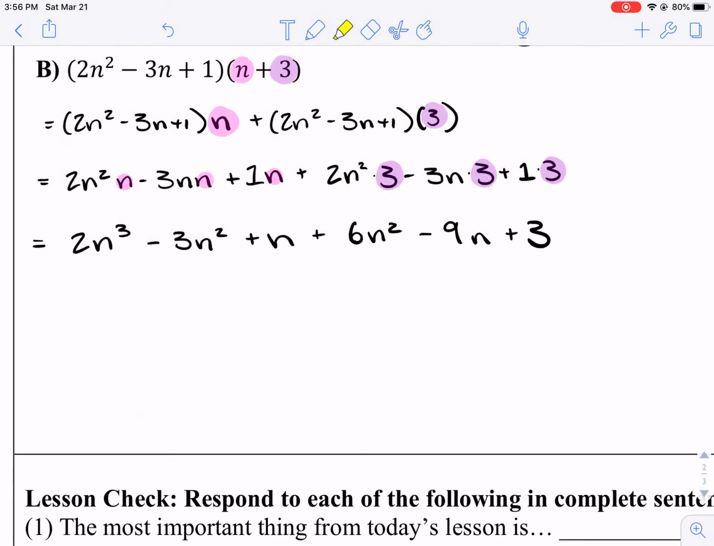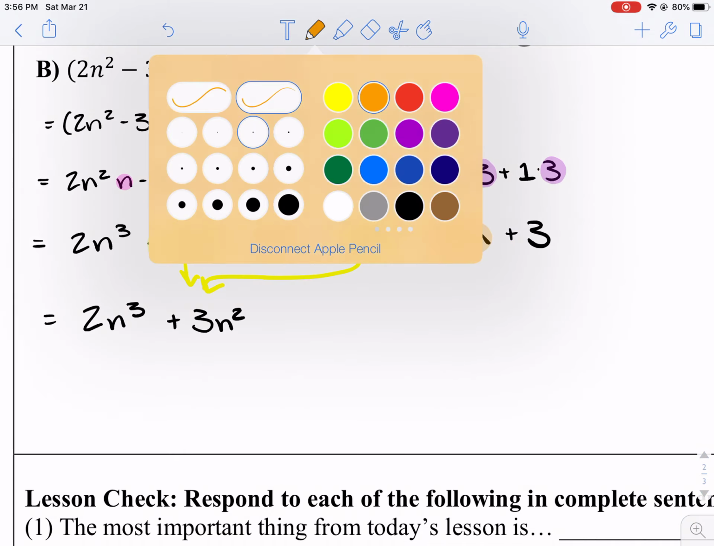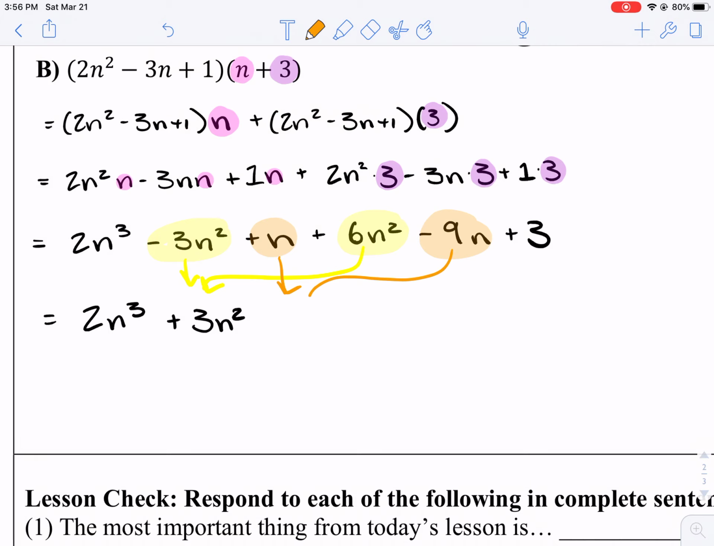We have two sets of like terms here. We've got some n squareds to combine, and we also have some n's to combine, giving us 2n cubed and then negative 3n squared plus 6n squared gives us positive 3n squared. And then n minus 9n will give us a negative 8n. All that's left is our 3. And that's our final answer.